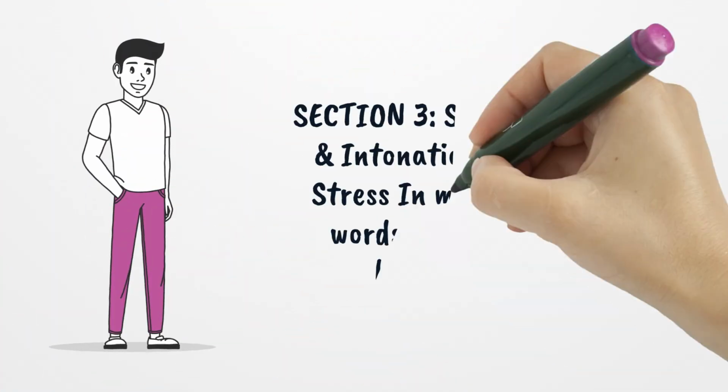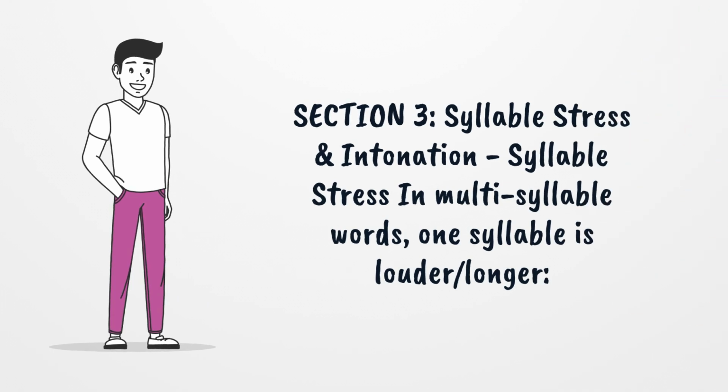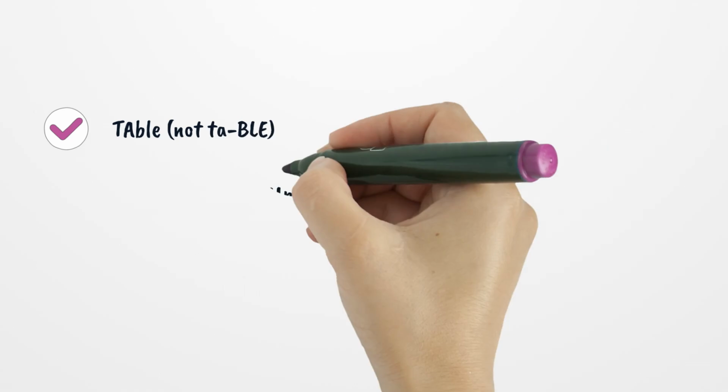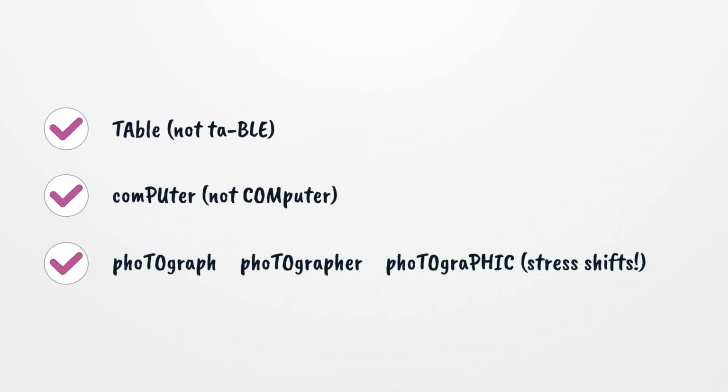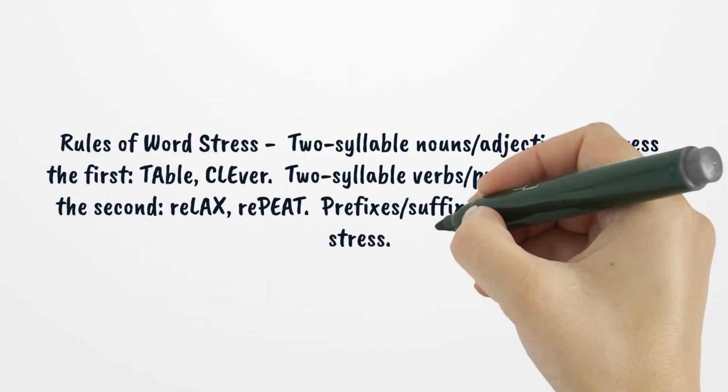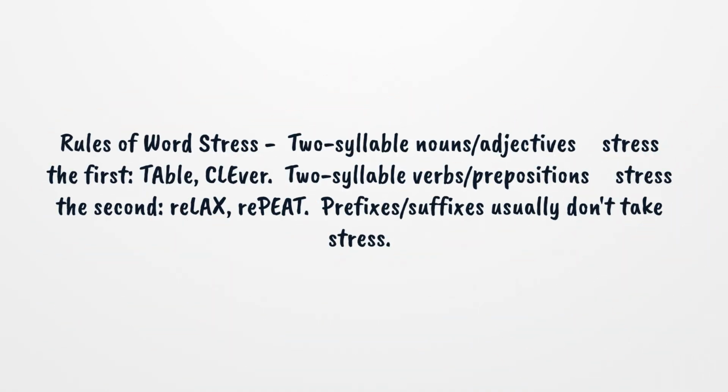Section 3. Syllable stress and intonation. Syllable stress. In multisyllable words, one syllable is louder and longer. Table, computer, photograph, photographer, photographic. Stress shifts. Rules of word stress. Two-syllable nouns and adjectives: stress the first syllable, such as table, clever. Two-syllable verbs and prepositions: stress the second syllable, such as relax, repeat. Prefixes and suffixes usually don't take stress.